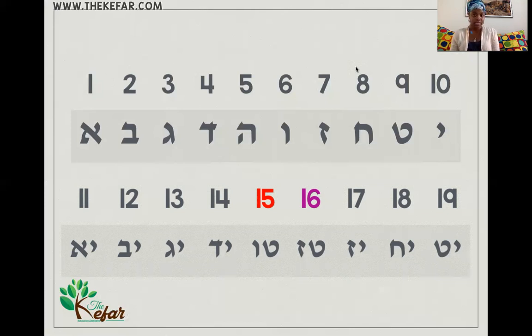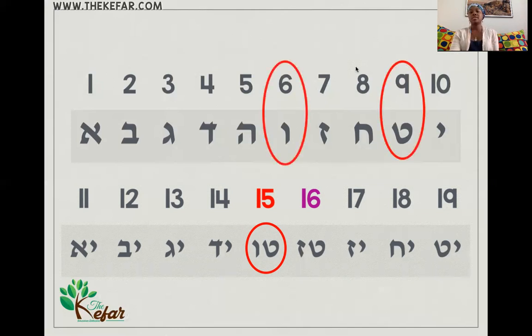Where it changes is when we get to 15. Okay, 15 you'll see is not Yod Hey, because that spells out one of the titles or names, if you will, of the creator. And so instead of using Yod Hey, we use Tet Vav. Same math, the math still works out. Tet is 9 plus 6 of Vav, and that gives us 15. Okay, so that's where it breaks pattern.